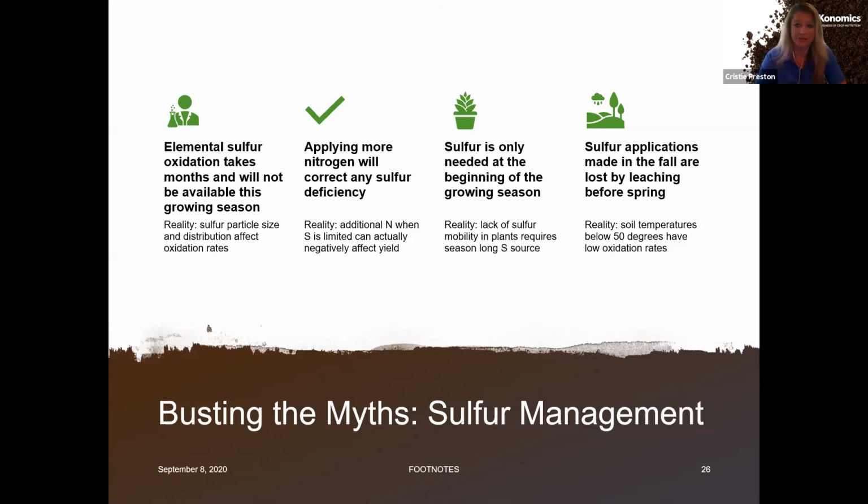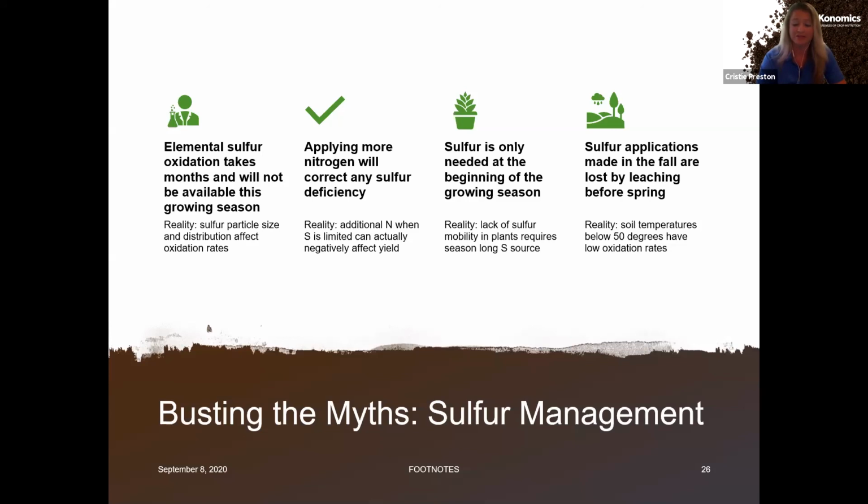Sulfur applications made this fall will be leached before spring. That's not necessarily true. It all has to do with the source of sulfur that you're utilizing in your fertilizer. It's just like nitrogen. If you wait till the soil temperatures are below, say, 50 degrees, there's a lot of research that shows that you're not going to get that microbial activity. At the same time, you're not going to see the organic matter breaking down to the sulfate to become plant available, and you're not going to see those oxidation rates from the elemental sulfur.